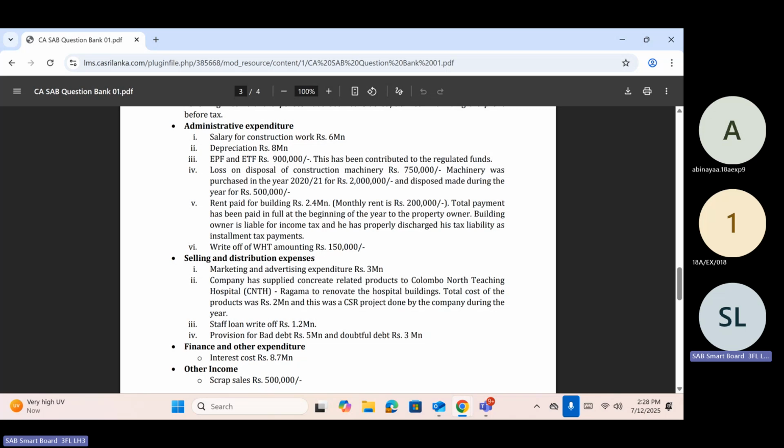Next one is write-off of withholding tax. Is it deductible or not? Write-off of withholding tax means they have a withholding tax credit, but they are not in a position to claim it, so they have written it off. Can they deduct it or not?